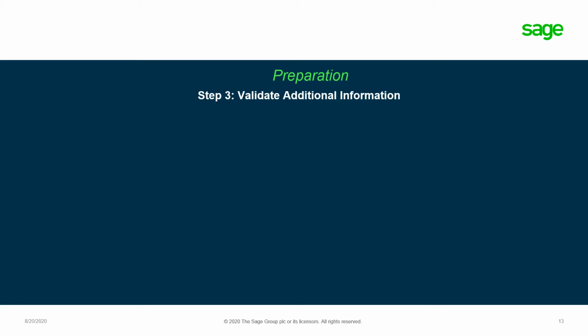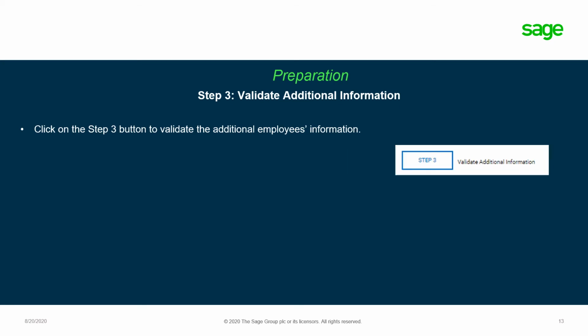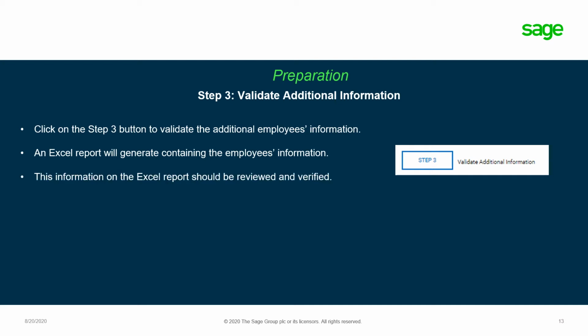Step 3. Validating additional information. Click on the Step 3 button to validate the additional employees' information. An Excel report will generate containing the employees' information. This information on the Excel report should be reviewed and verified. In addition to this, the employees' information screen should also be verified per employee.